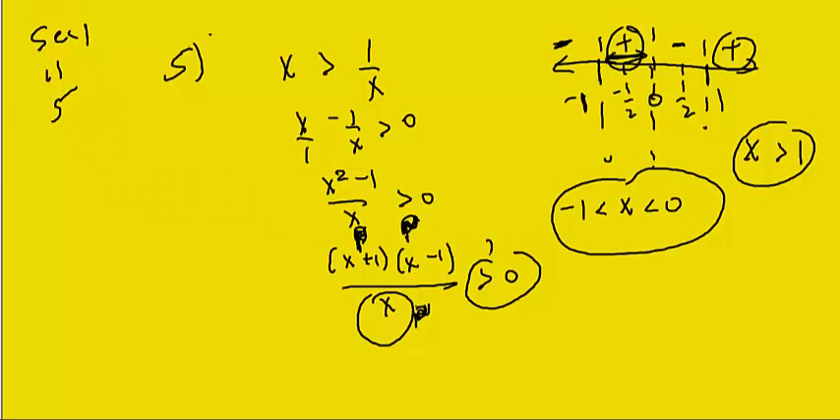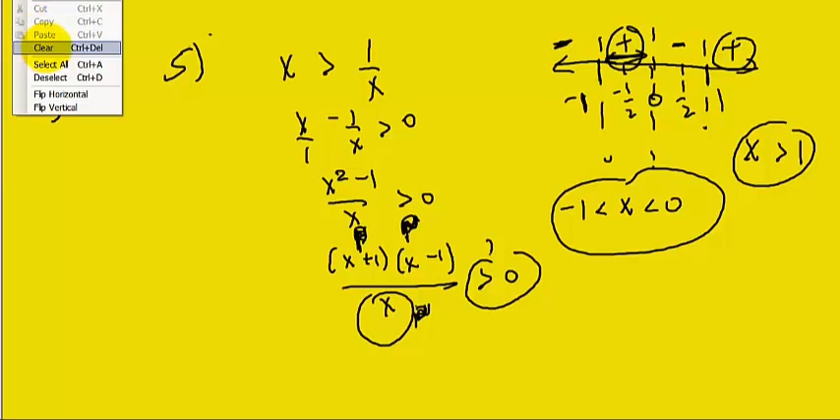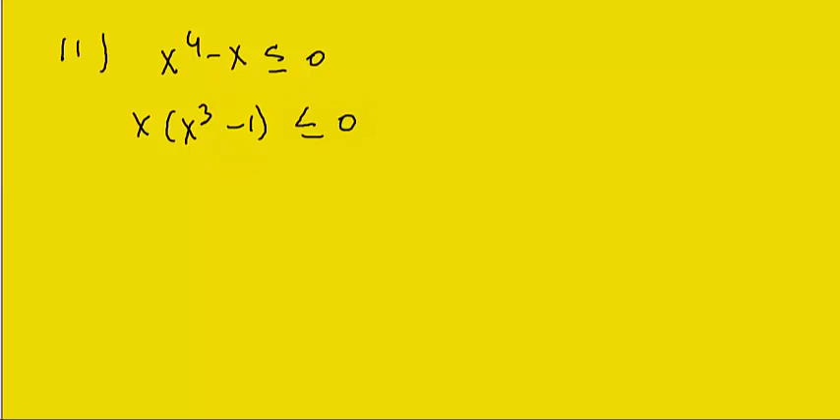Number 11, last one. I have x to the 4th minus x less than or equal to 0. Factor out everything. I get x times x cubed minus 1 is less than or equal to 0. Uh-oh, I'm in trouble because I forgot how to factor a difference of two cubes.